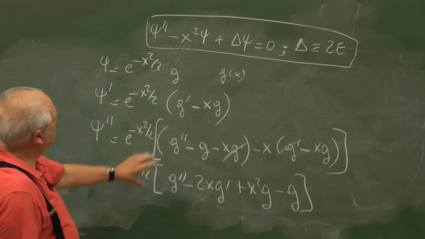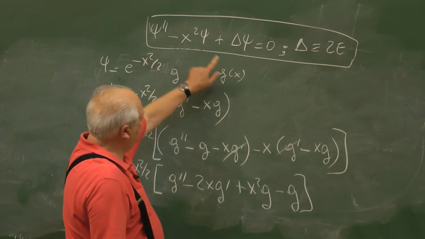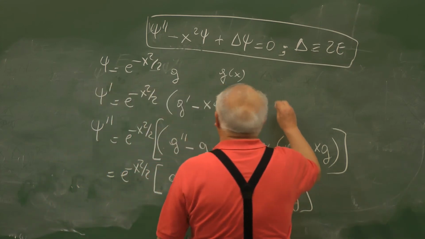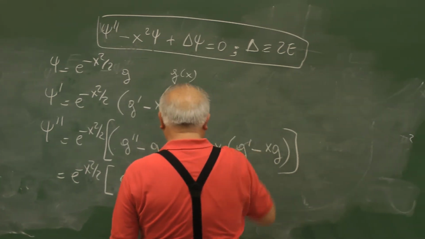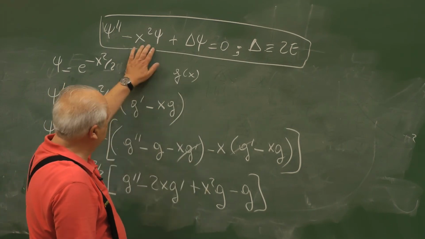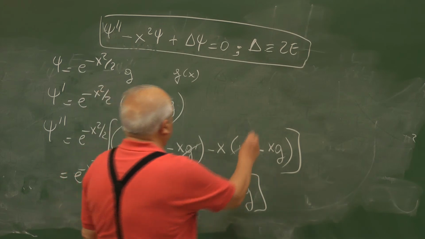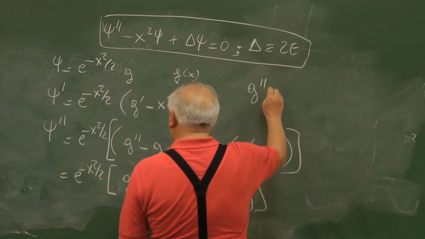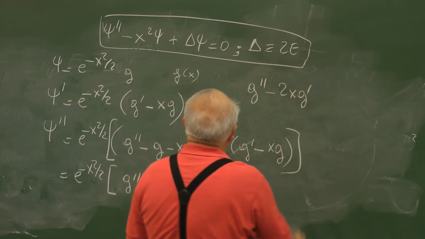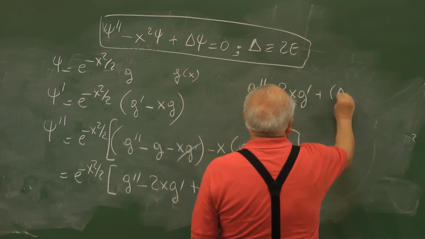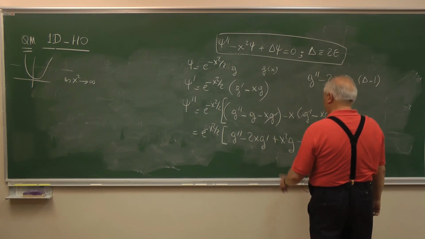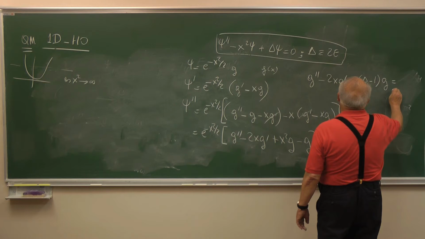Now we will put this into here. All of these psi's have e to the minus x squared over 2. So let me just write, and let us notice minus x squared g plus x squared g. So these terms will cancel. That is gone. So for g we get g double prime minus 2x g prime plus delta minus 1 times g equals 0.